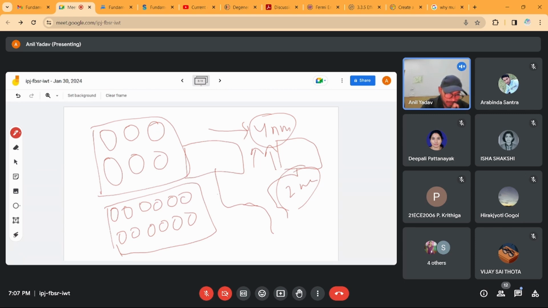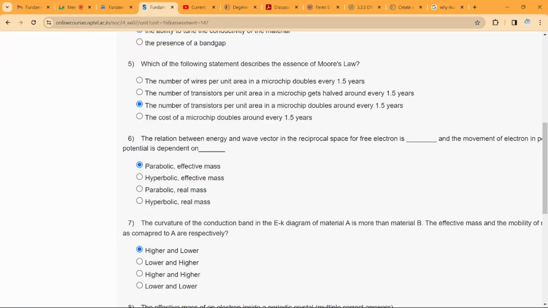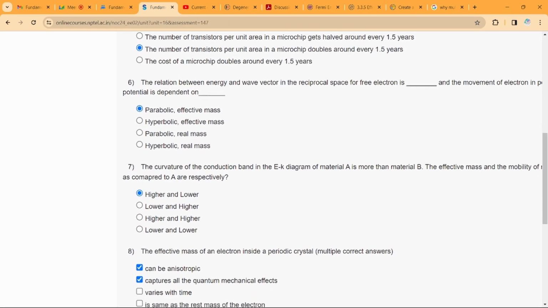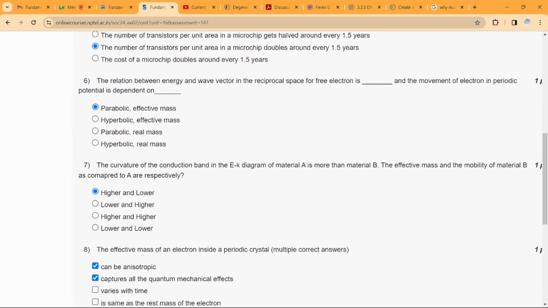So C is the answer: the number of transistors per unit area in a microchip gets doubled. This is because of the pure lithography only. I will just check once. Admit. Is anyone else there?